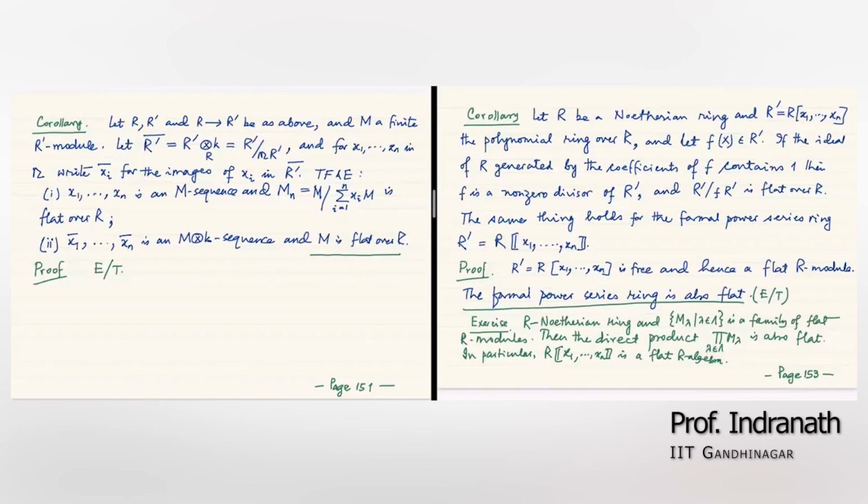Fine. So you have your polynomial ring, or the corresponding parallel is the formal power series ring. Now you see how you prove it. Prove this.